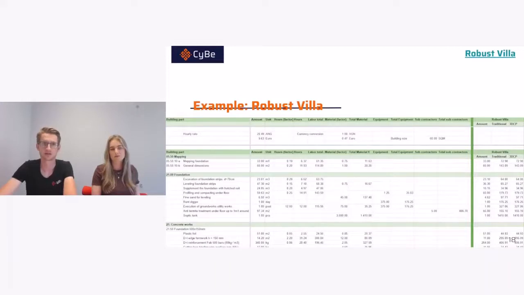So for this example, you see here the spreadsheet of how we calculated the direct cost, and we are now going to go to the spreadsheet itself.